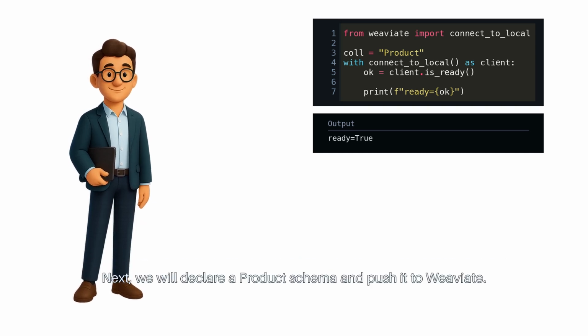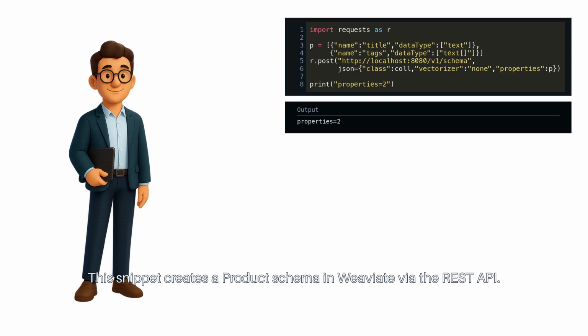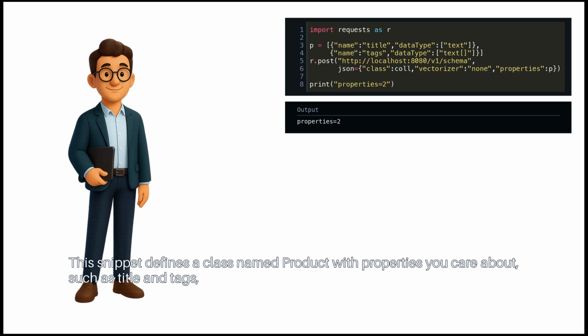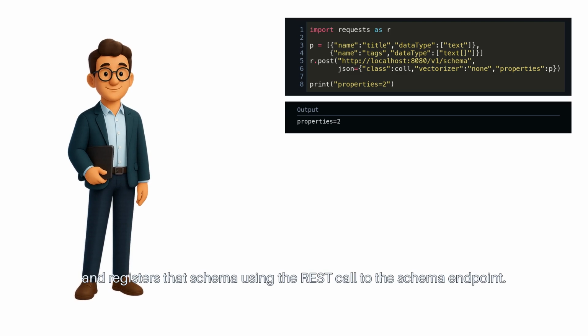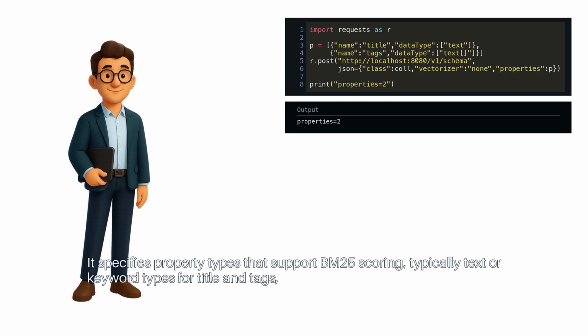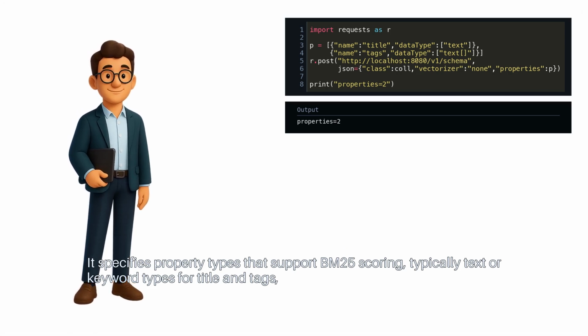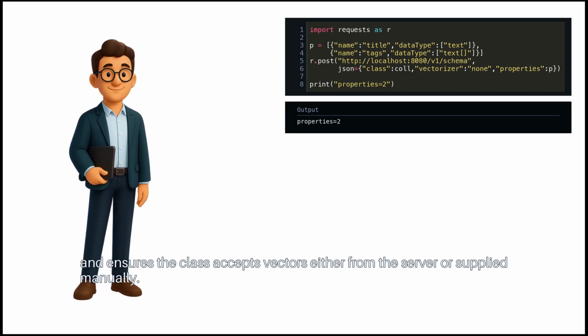Next, we will declare a product schema and push it to Weaviate. This snippet creates a product schema in Weaviate via the REST API. This snippet defines a class named product with properties you care about, such as title and tags, and registers that schema using the REST call to the schema endpoint. It specifies property types that support BM25 scoring, typically text or keyword types for title and tags, and ensures the class accepts vectors either from the server or supplied manually.